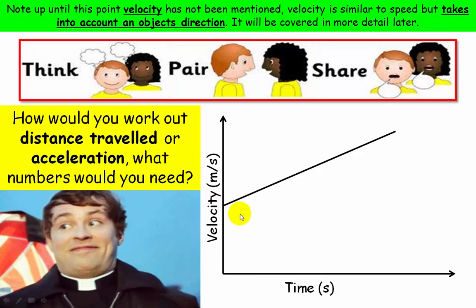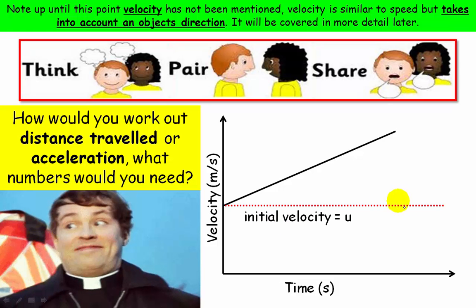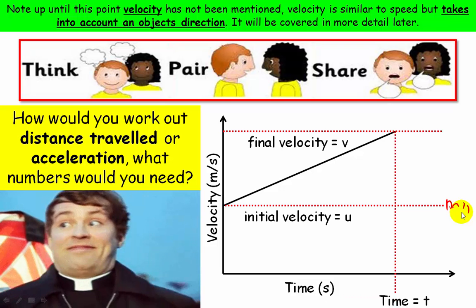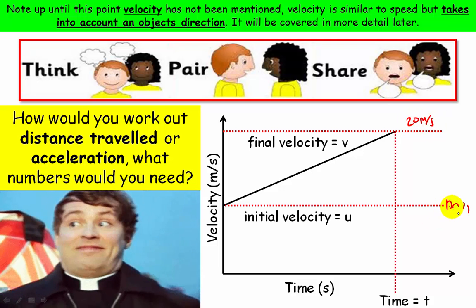This should get students thinking about the fact they'd need the initial velocity. Let's pretend that by the way is 10. This will help them later on. So imagine it was 10 meters per second, and then they'd need the final velocity and the time. So for now we pretend we did know the numbers: an initial velocity of 10 meters per second, it accelerated to 20 meters per second, and let's say this all took 5 seconds.